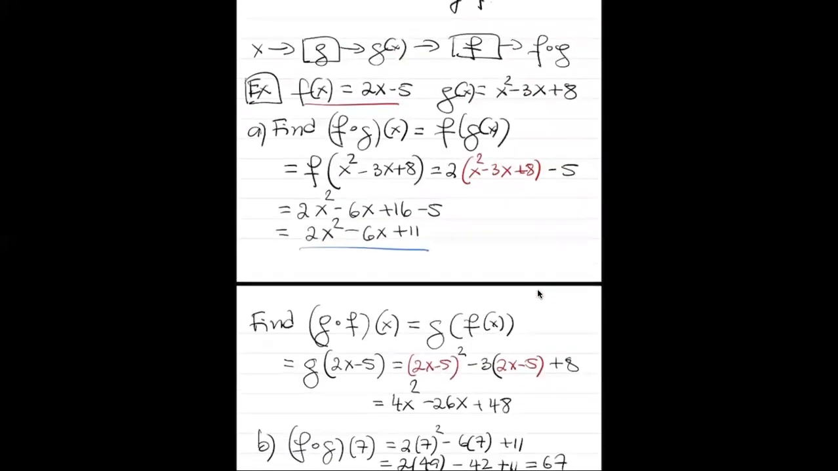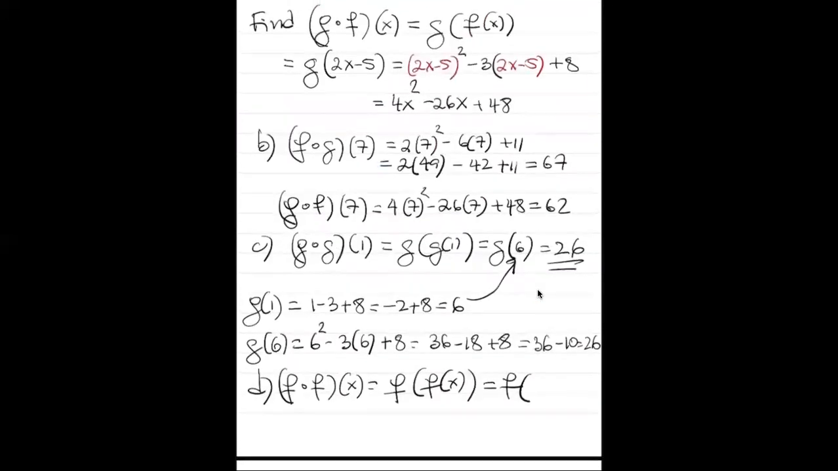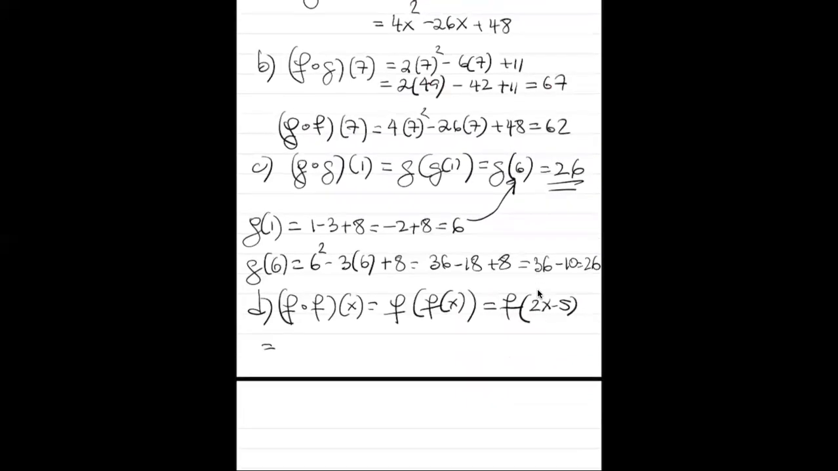And one more example, D, calculate the composition of f and f of x. So by definition, this is f of f of x, and we already have f of x, and that was 2x minus 5. So now we look at the f, which is 2x minus 5, and instead of x, we put 2x minus 5. And we simplify: 4x minus 10 minus 5, so 4x minus 15.